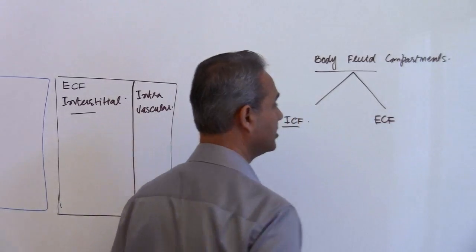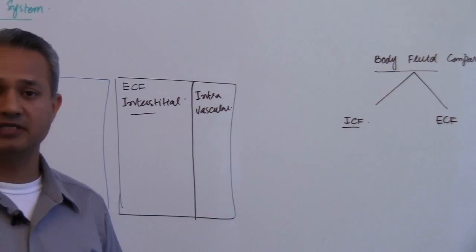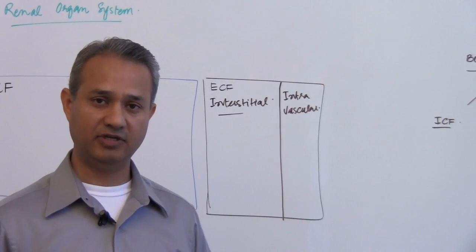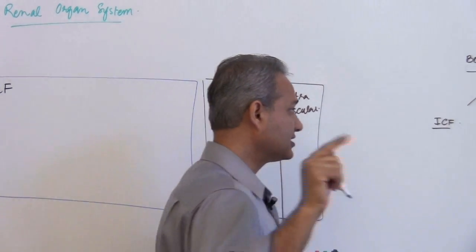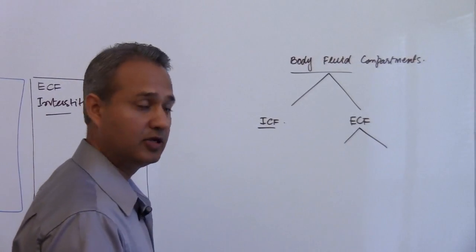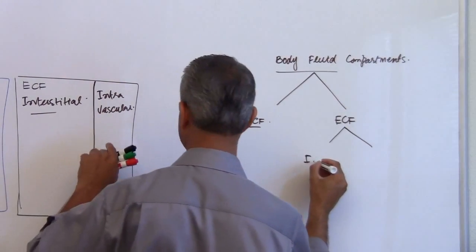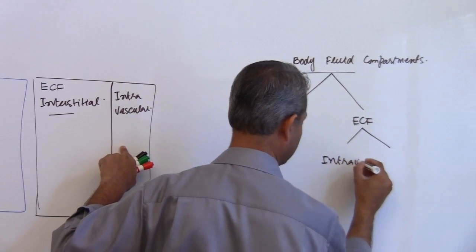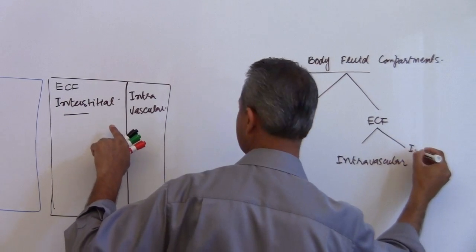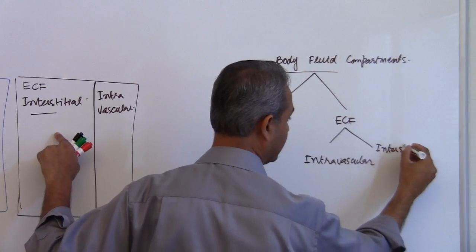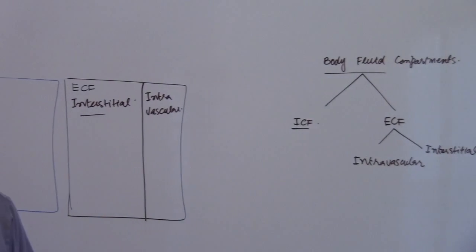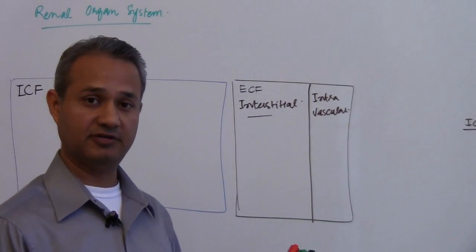Then we have extracellular fluid compartment, which is really fluid present everywhere outside the cells. Wherever it is present, that all collectively is extracellular fluid. Extracellular fluid compartment then in turn is divided into intravascular, as we saw here. So this is intravascular, and interstitial, which is here, interstitial. So intravascular and interstitial, they both are part of extracellular.